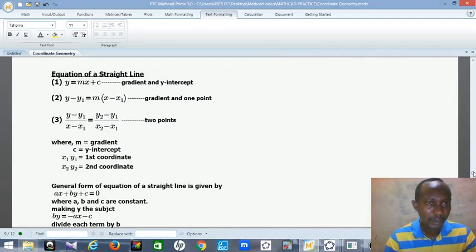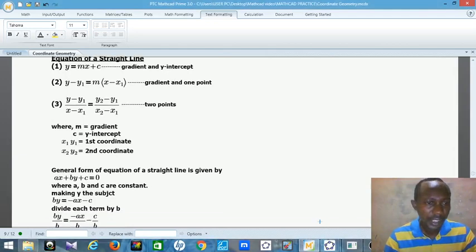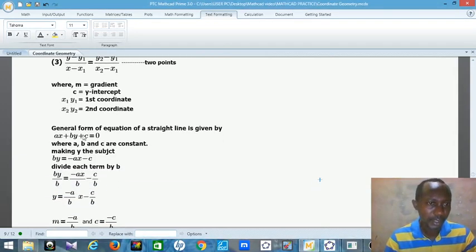Take note of the three equations. We need them when you are asked to find the equation of a straight line. So take note of that. And your answers, most times, most examiners will want you to leave your answers in this general form. So take note of that.